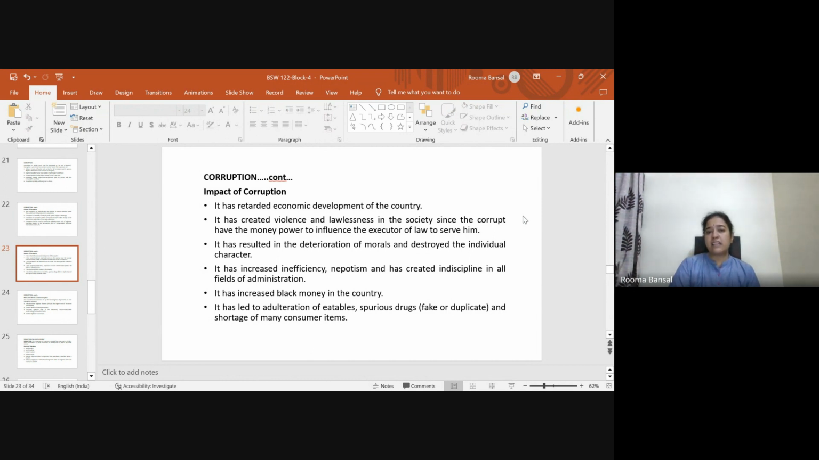Next, it has increased black money in the country. Who will explain this point? Black money, increased black money in the country.